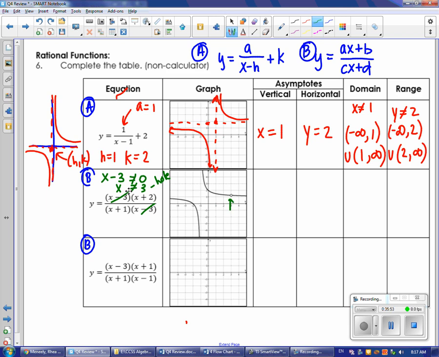If you were to graph this on your calculator, it doesn't plot the hole the way you're seeing it here. But if you were to move your cursor, or look at the table, you would see that when x is 3, you get an error.